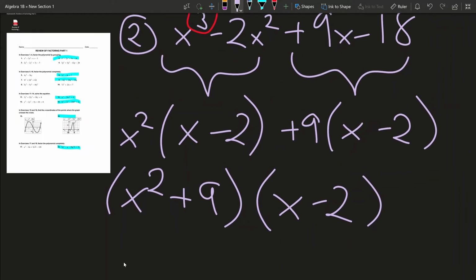Okay, so from here, we are going to try number 6 now. And real quick, before we move on, remember, you can distribute everything back and check your answer that way too. Okay, let's move on to the next problem.